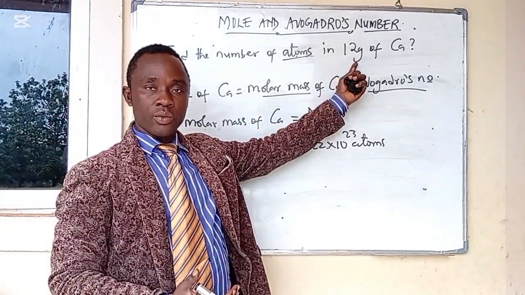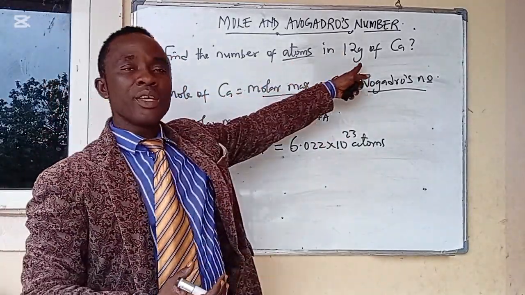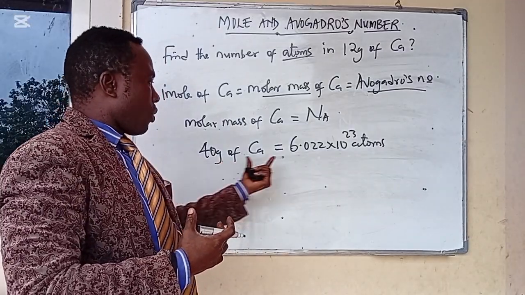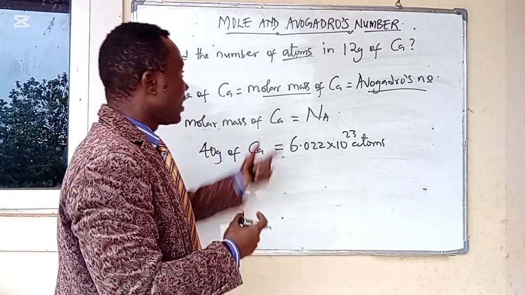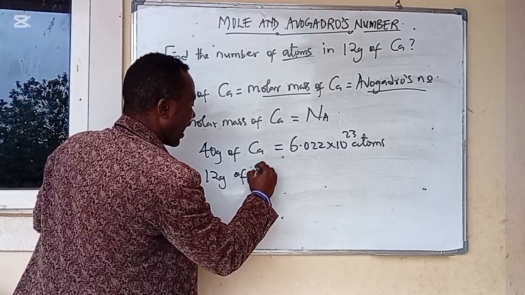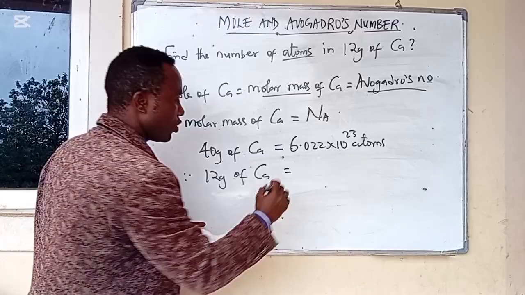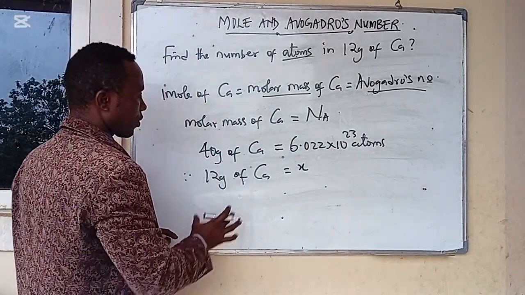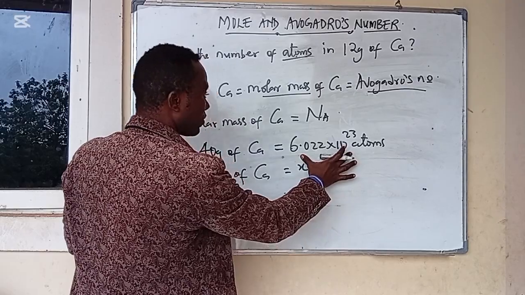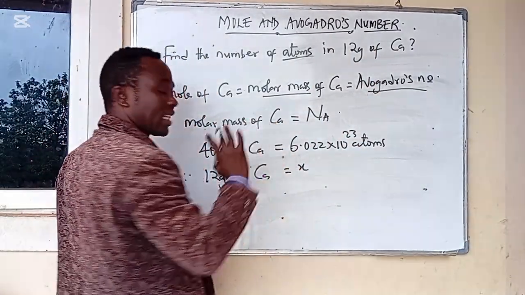Now you can relate this with the equation they gave you. The question they gave you is: how many atoms will be in 12 gram? Since you have known that 40 gram has this number of atoms, therefore, for 12 gram of calcium, how many atoms will it give you? You can take it as X. The molar mass 40 gram gave us this number of atoms. 12 gram they are demanding from us. How many will it give us? Take it as X.